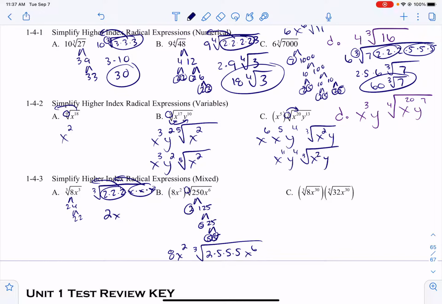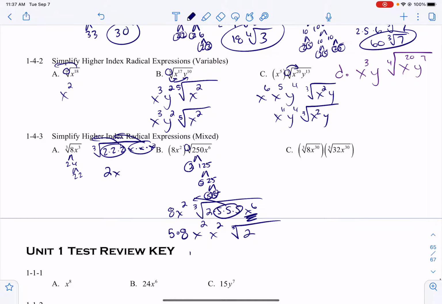So I'm looking for groups of 3. So I can pull out a 5, and that's going to move to the front and get multiplied by the 8. And my x's, I can get 2 groups of 3. So I'm going to pull out 2 groups of x's, and I've got to combine that with my x's that are already out front. And what's left over? Just a 2. So my answer becomes 40 x to the 4th cube roots of 2. That would be my final answer.